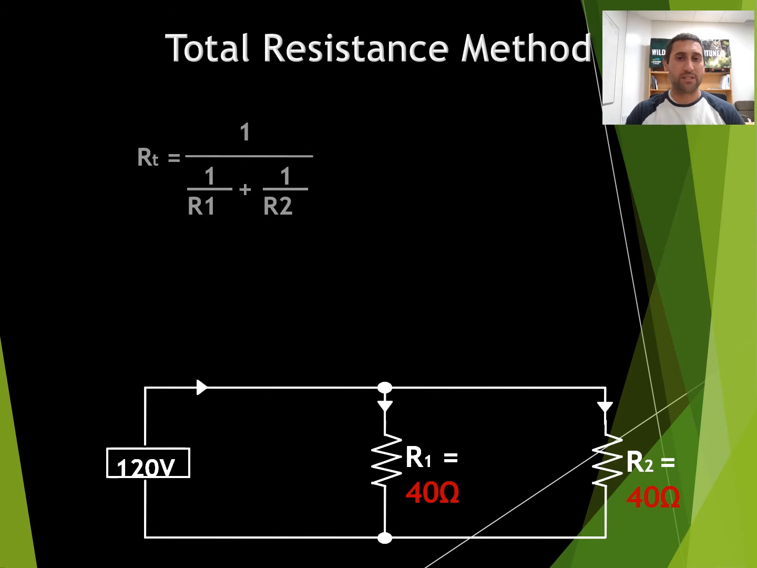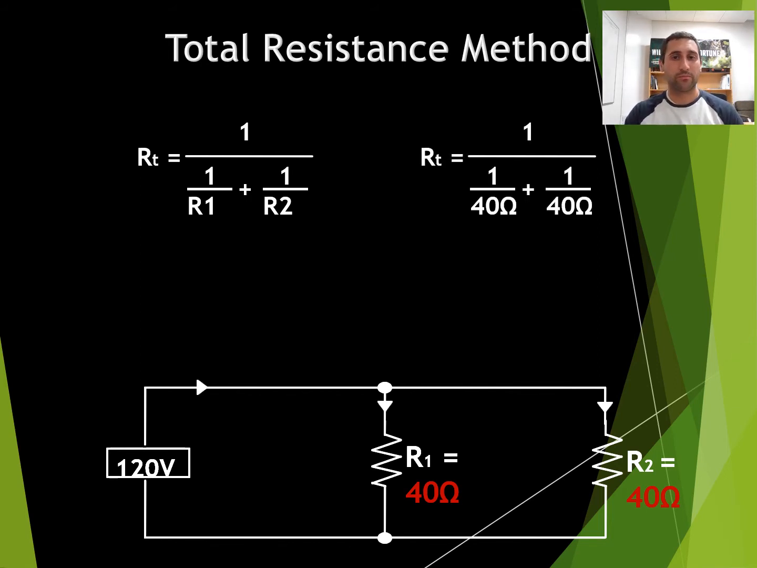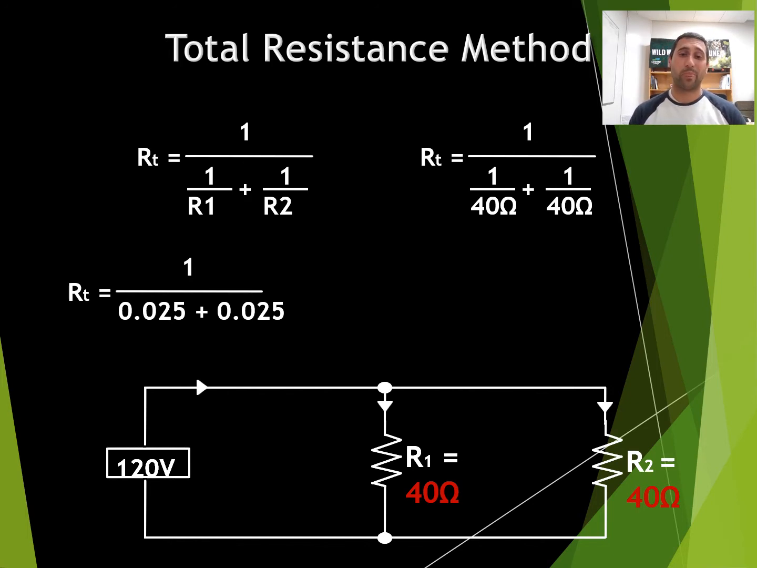If we use that total resistance method, then our total resistance is going to equal 1 over R1 plus 1 over R2, which is 1 over 40 and 1 over 40, as you can see there. If we do that 1 over 40, we'll get 0.025. We'll add those two together: 0.05. 1 over 0.05 is going to equal 20 ohms. And what I want you to recognize is that 20 is smaller, in fact by half, of 40.